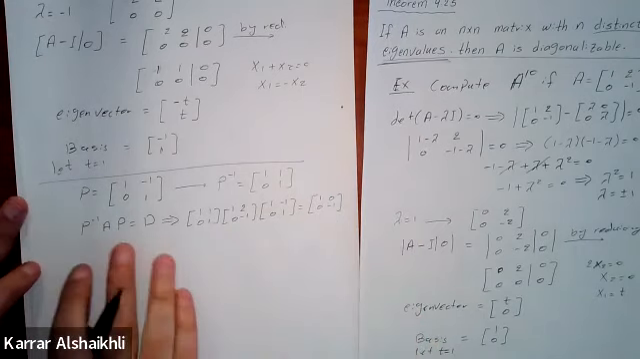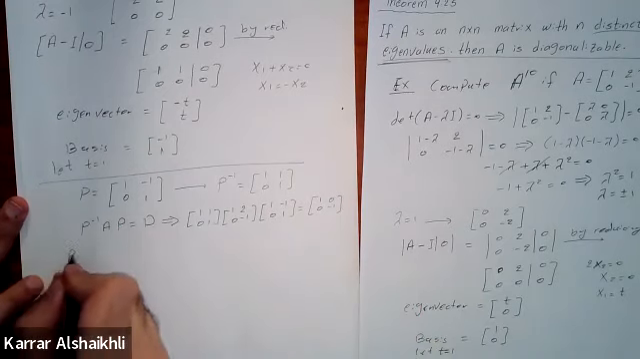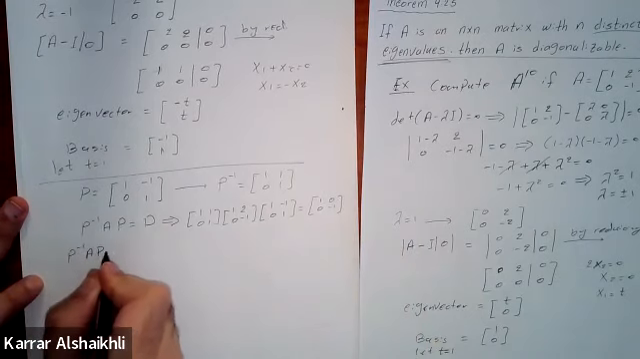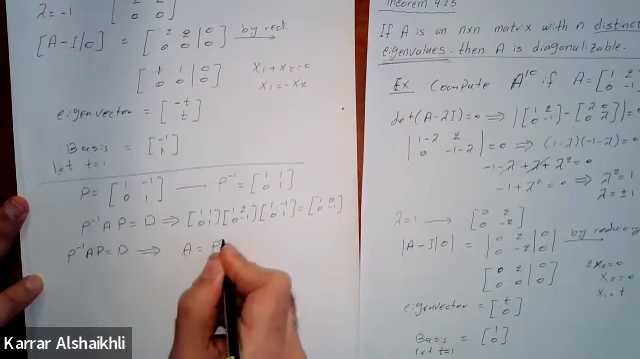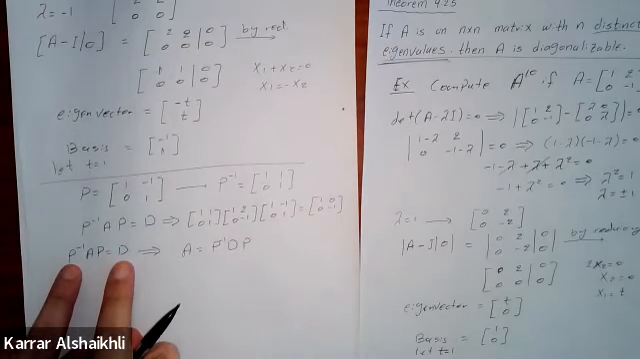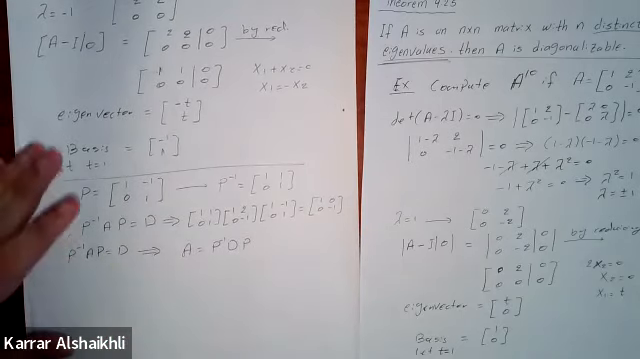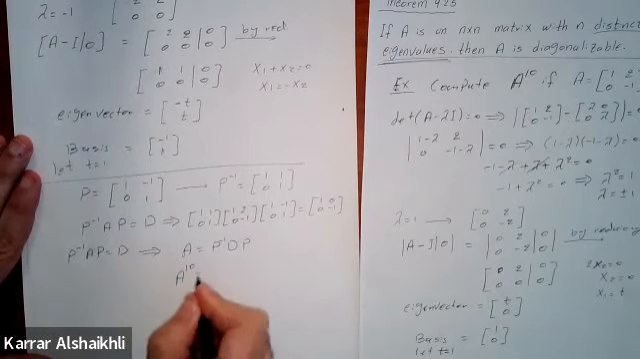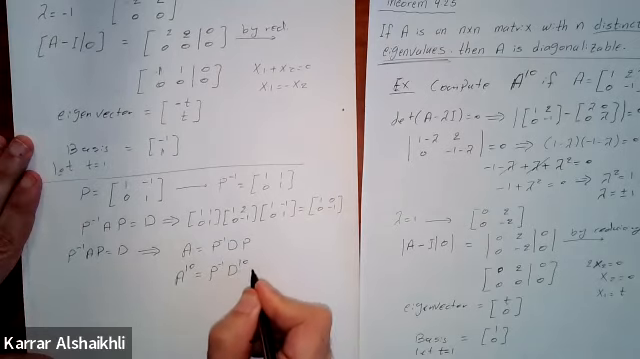Now, here's the same thing. Can I say P inverse times A times P equals D? Can I say A equals P inverse D times P? That means, if you take the inverse for both sides, the inverse is going to be here, and the P is going to be the same thing. So A to the power 10 is going to be P inverse D to the power 10 times P.